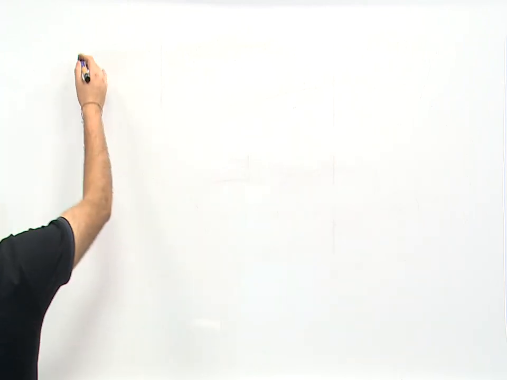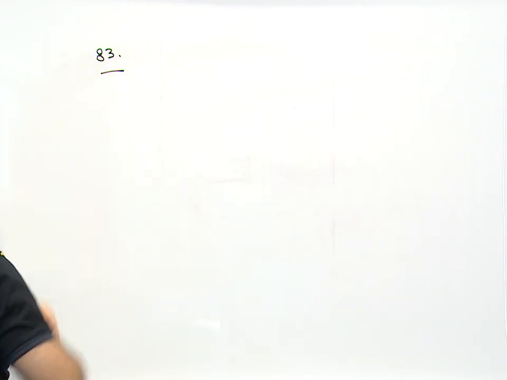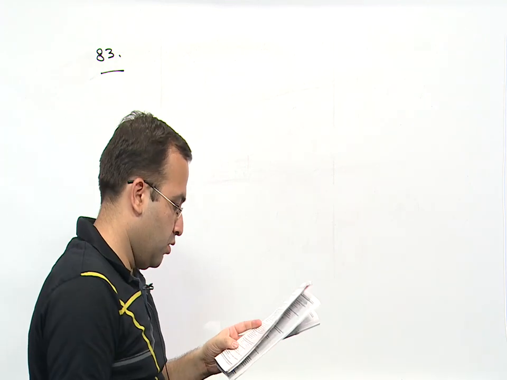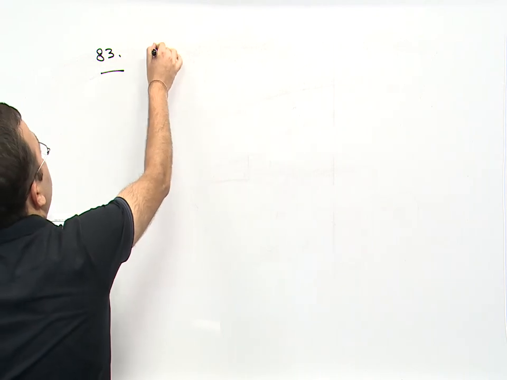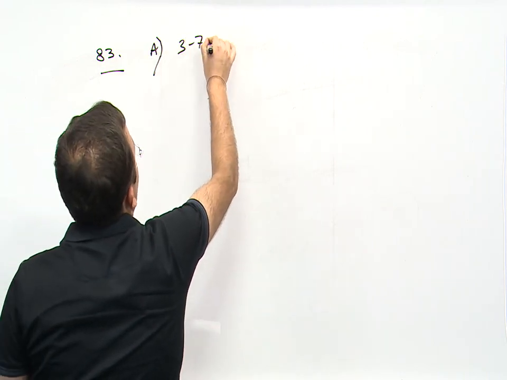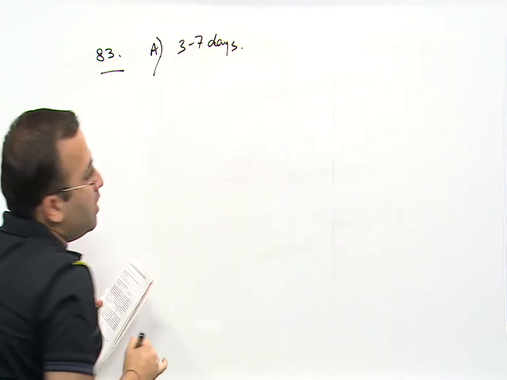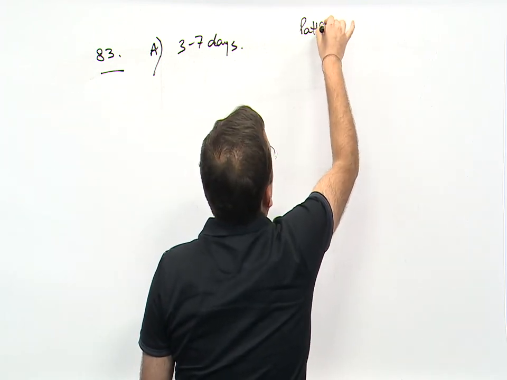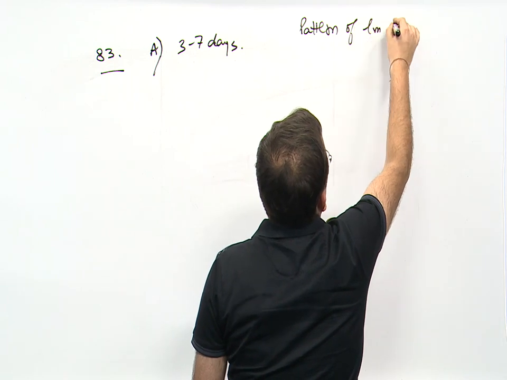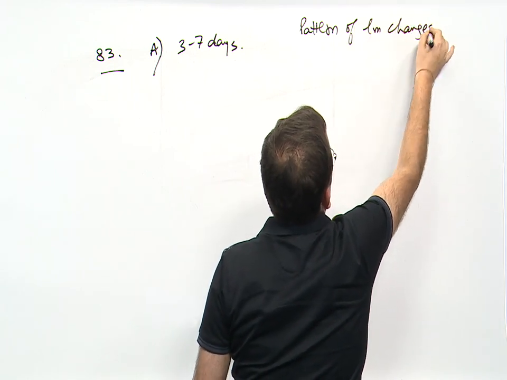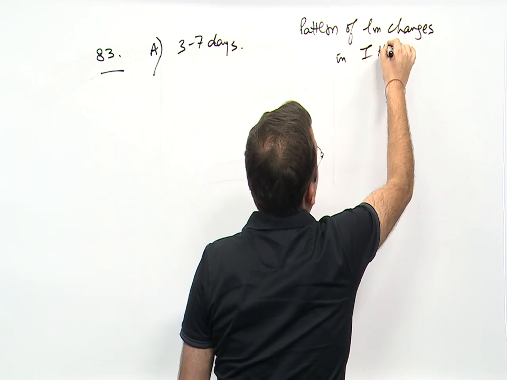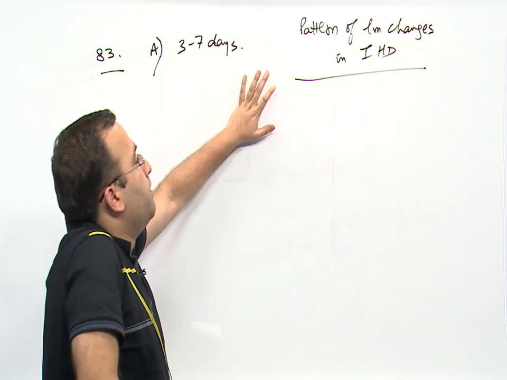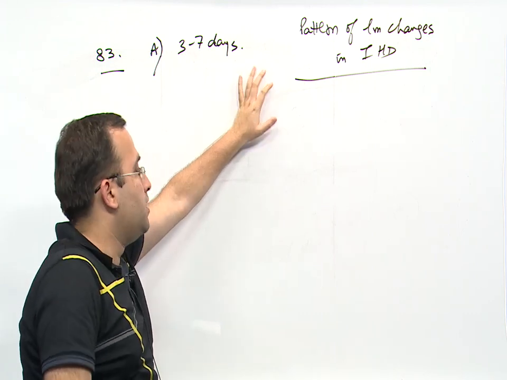Coming to the next one, that is question 83. Early phagocytosis of dead cells by macrophages, what time period? 3 to 7 days. This is extremely important. Let us see the pattern of light microscopic changes in ischemic heart disease.